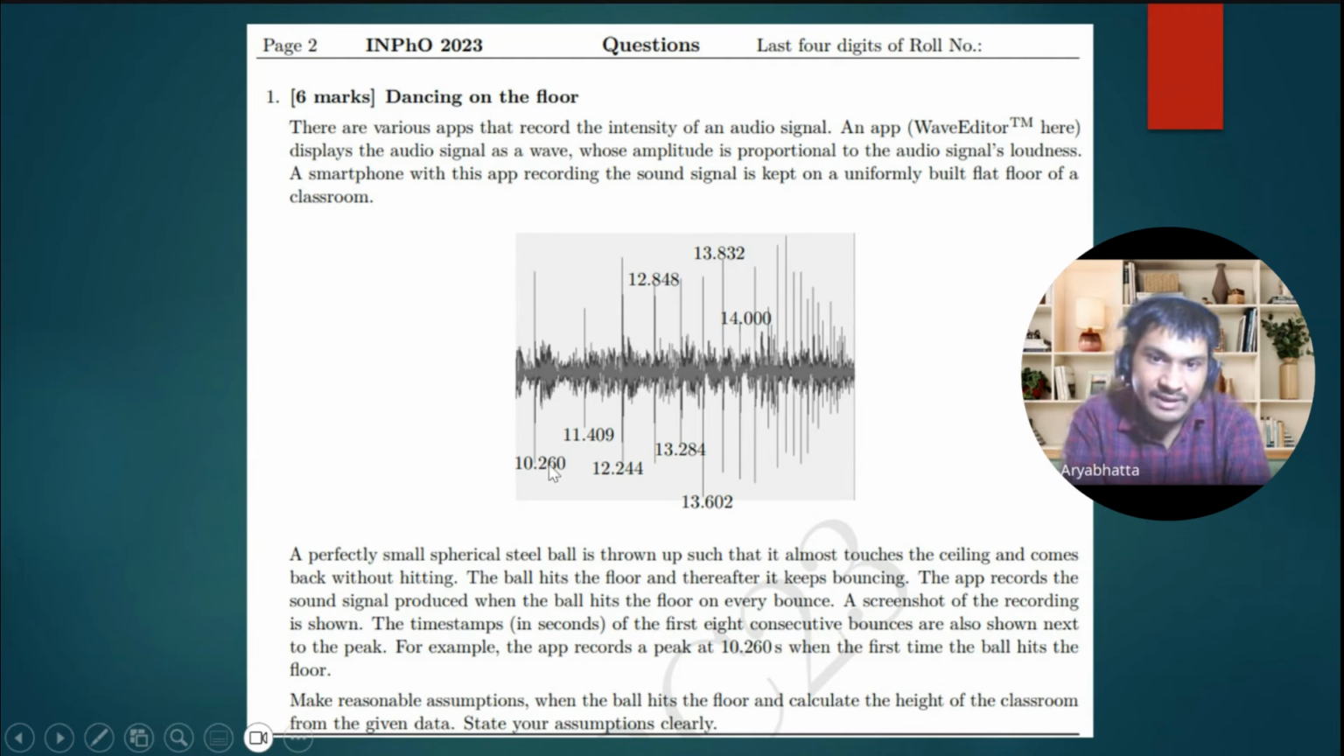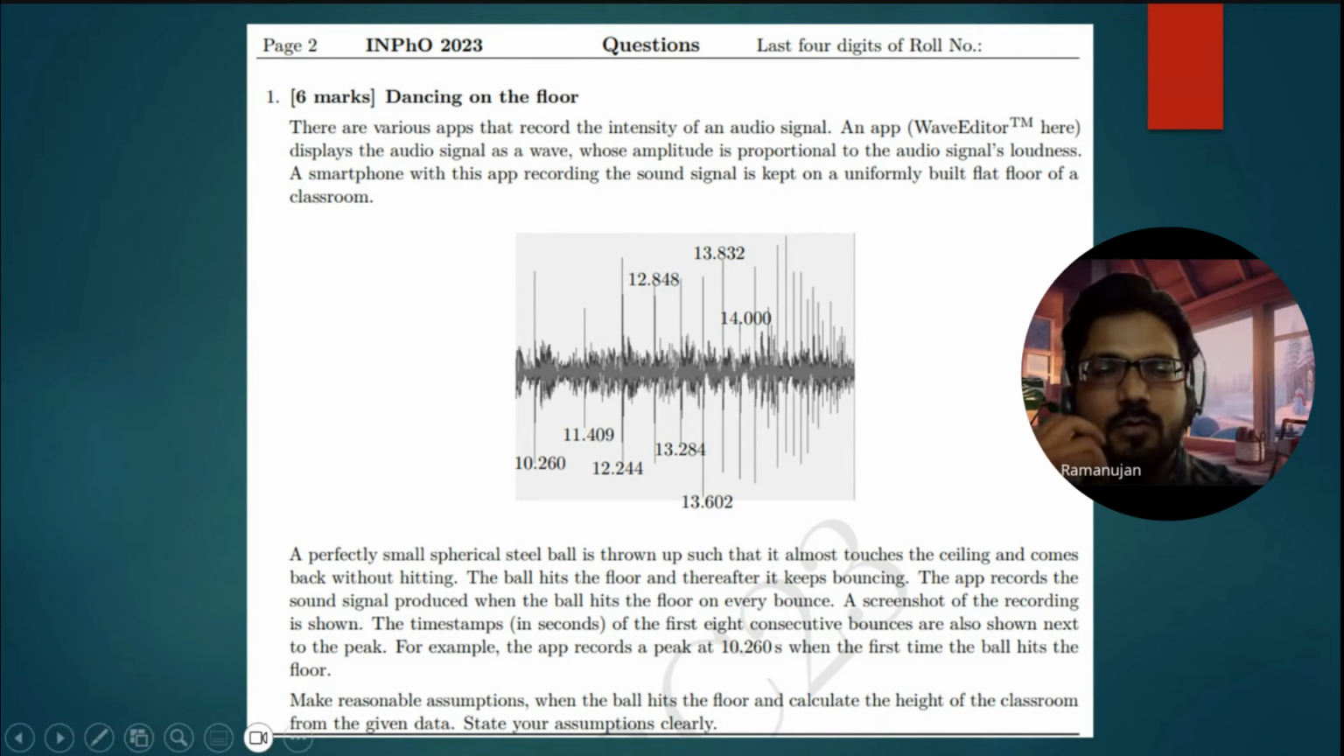These times are mentioned in seconds. So these peaks correspond to every time the ball hit the surface. And now from that, we will try to find the height of the classroom. This is the first hit.